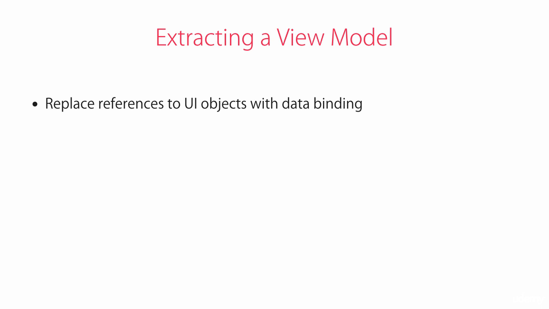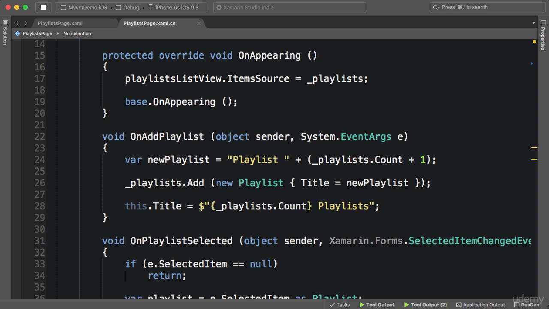First, anywhere you have a reference to user interface objects like page or controls, you need to replace that with data binding. So that means in the OnAppearing method, we should not have a reference to the playlists list view, because this is a Xamarin Forms control. And if you want to decouple this code from Xamarin, we should remove the reference to the list view. So instead of setting the item source in the code, we're going to expose a public property and use data binding in XAML. And you're going to see that in a second.